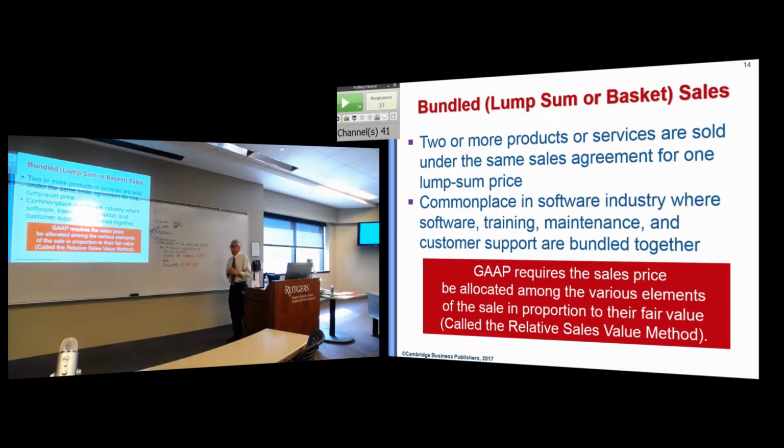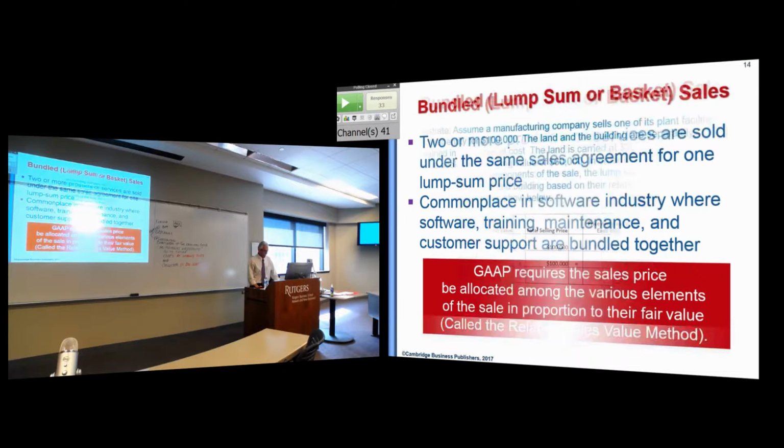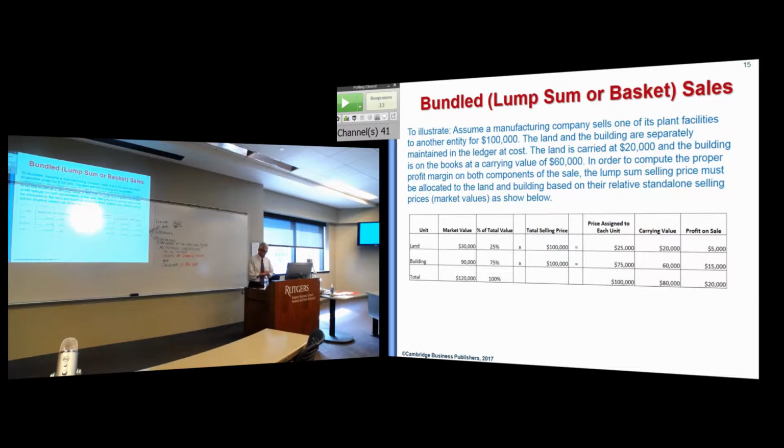So examples would be in software where you have training, maintenance, customer support generally bundled together. So GAAP requires, if you have multiple deliverables, you have to allocate the transaction price between the products sold based on their standalone sales values. So the example we have here is a manufacturing company selling off one of its plants. I'm going to give you another example in a second. And we have a selling price of $100,000.